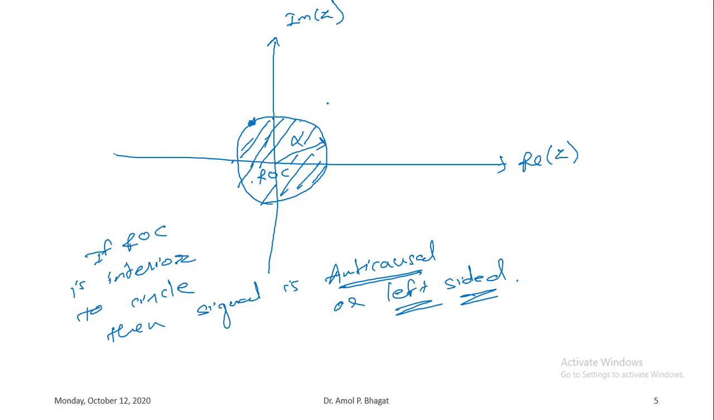This ROC is interior to the circle, correct? So when it is interior to the circle, that means the signal is anti-causal, or it is also called a left-sided signal.